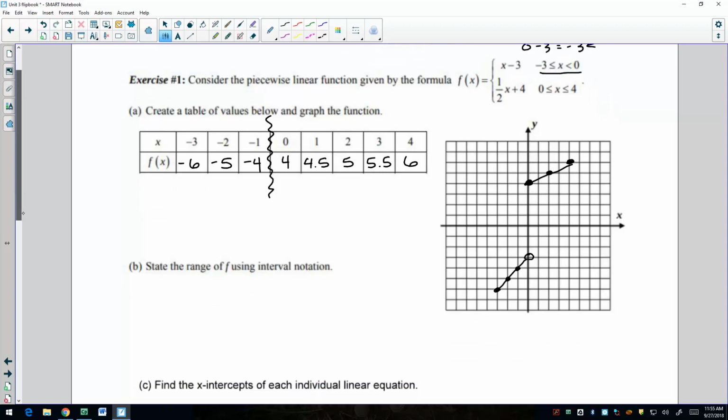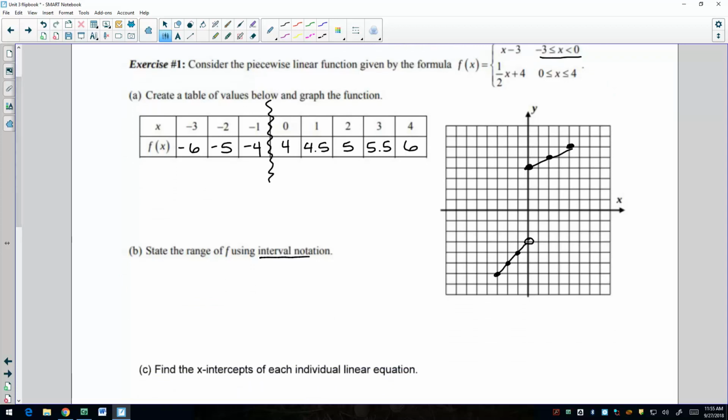All right, part B says state the range using interval notation. So for our range, we usually talk about the lowest first, up to the highest. So the lowest y value is at -6, and it does include -6. If you start traveling up, you agree the highest up here is at +6, but there's a big gap. Look at this gap here. Those numbers are not included in your range.